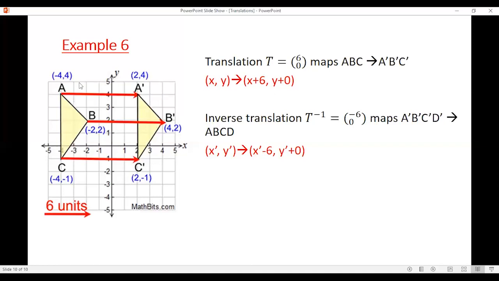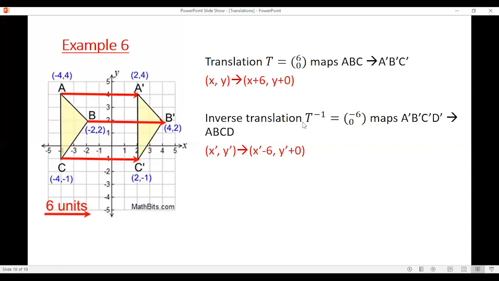If we go on the diagram, we can say that all the points move 6 units to the right and 0 units up or down.